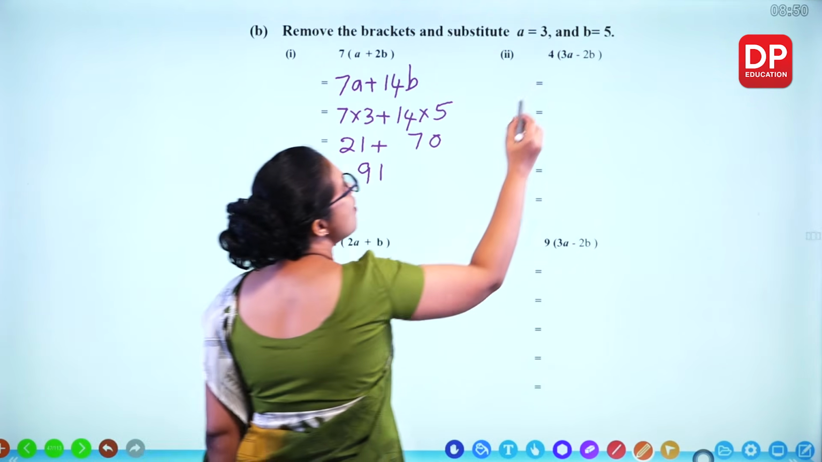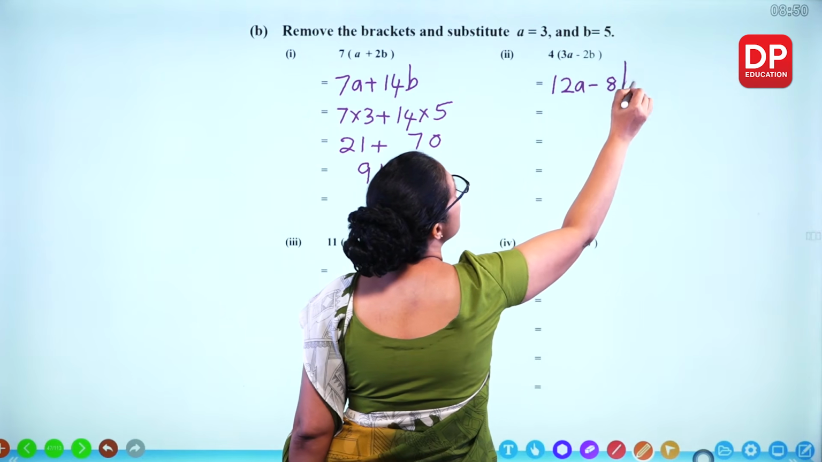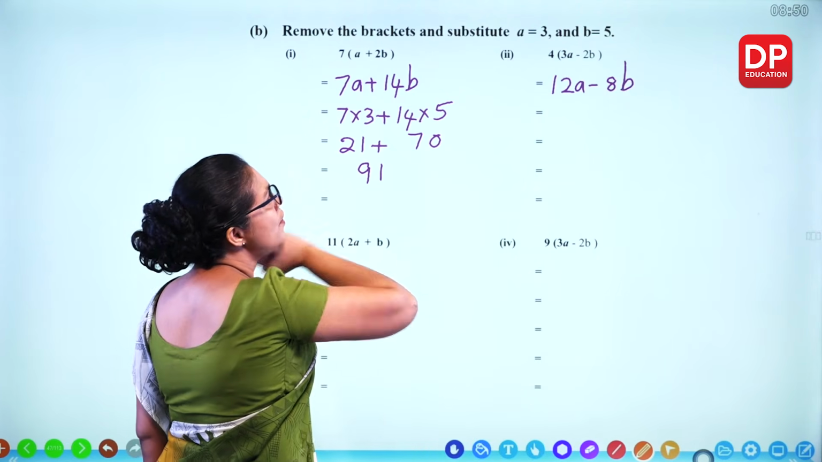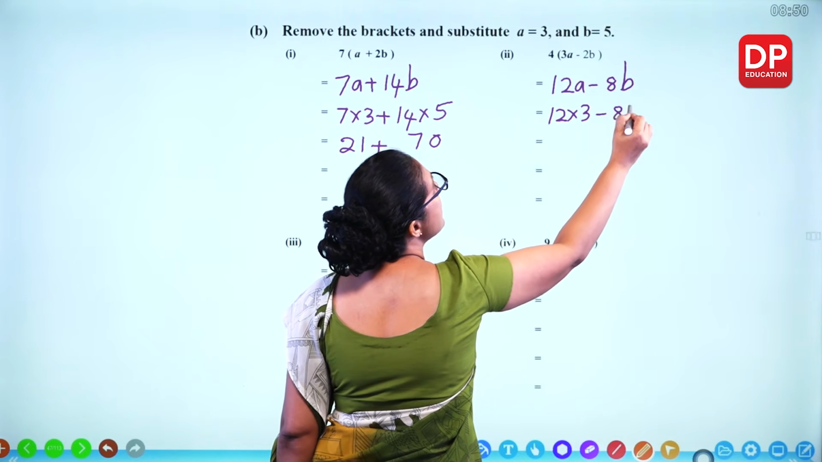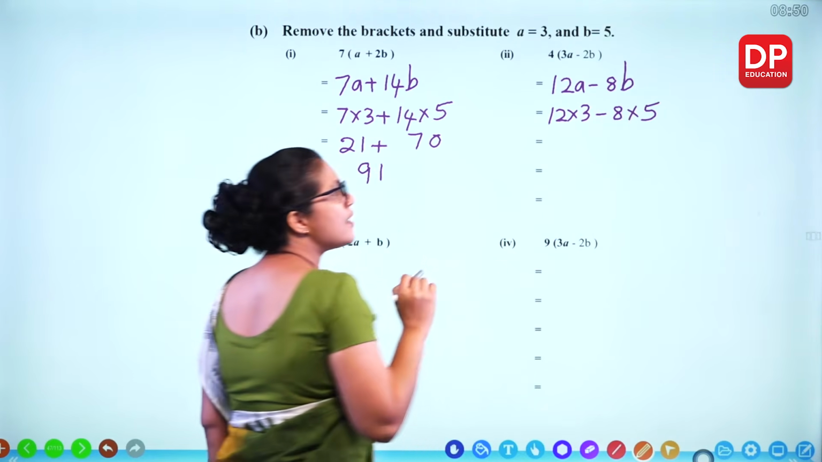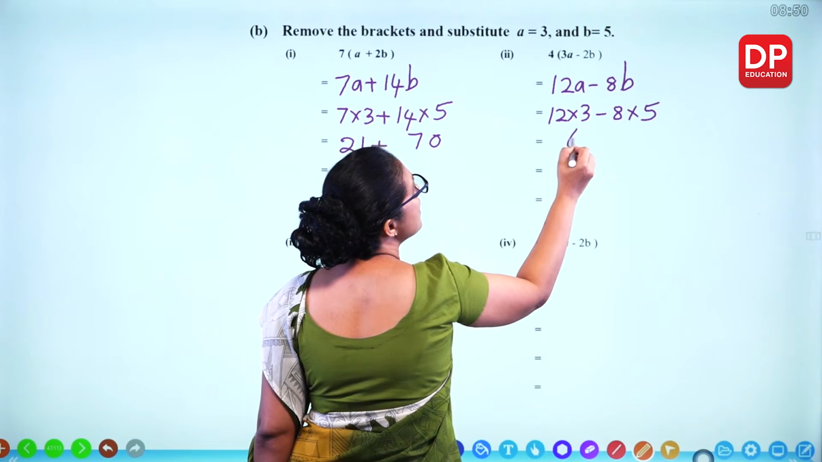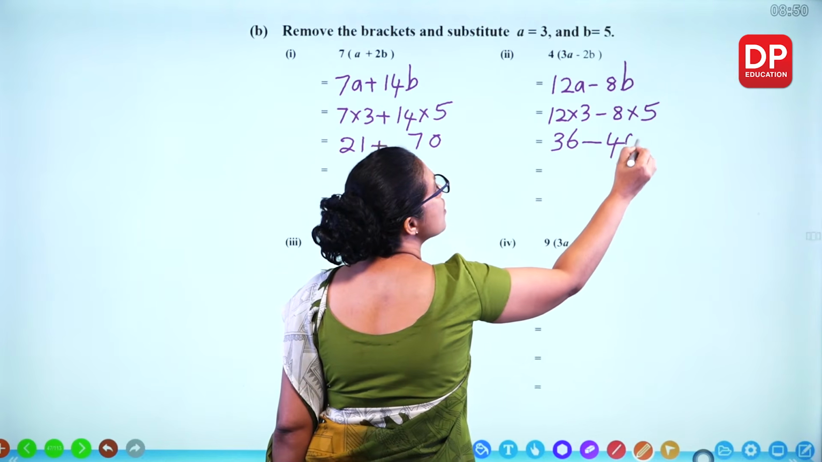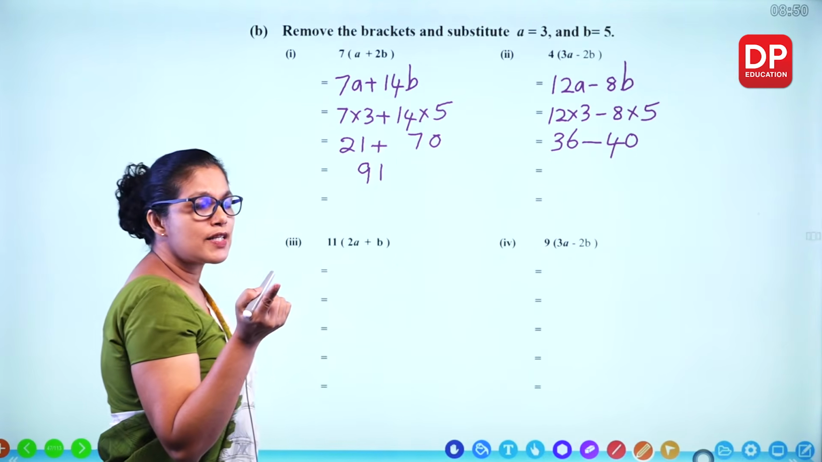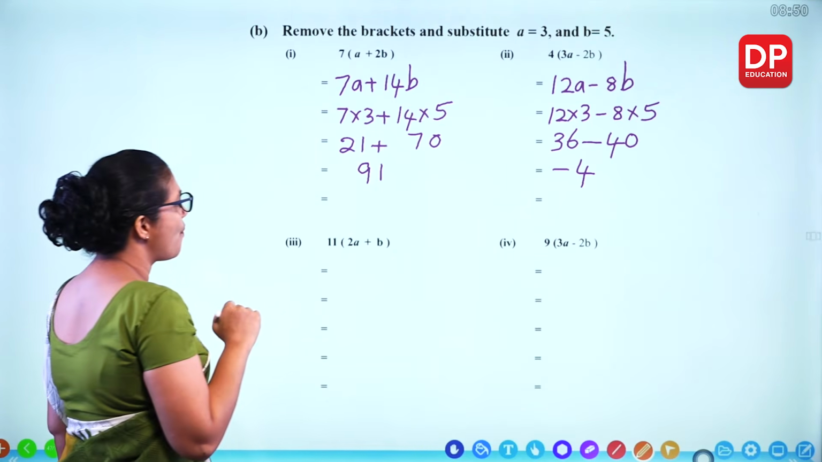This one, 4 times 3, 12a and 8b. Substitute the values now. 12 times 3 minus 8 times 5. Now simplify. 12 times 3 is 36. 8 times 5 is 40. 36 minus 40, you get minus 4.